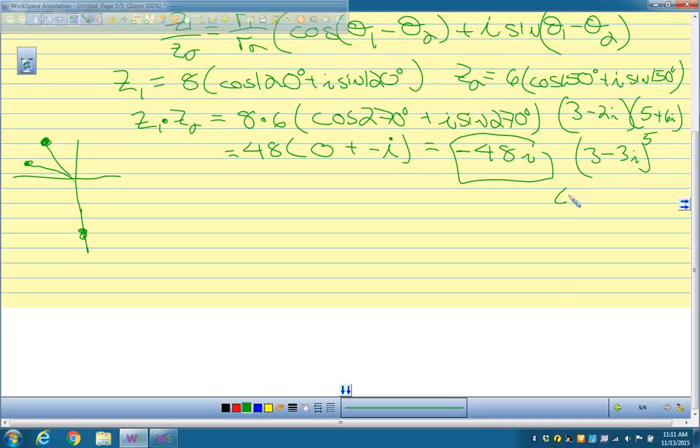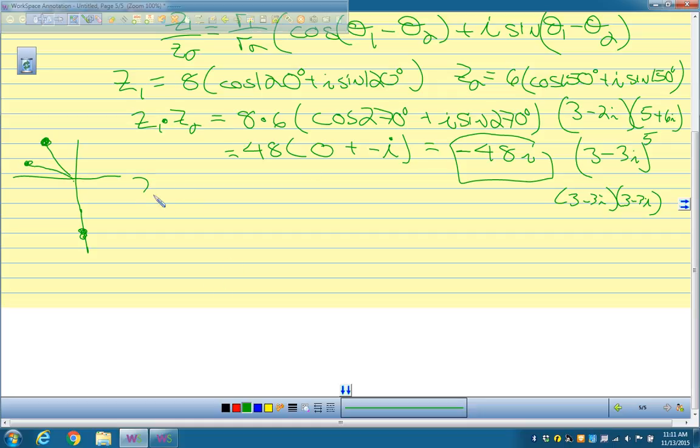You wouldn't want to multiply 3 minus 3i times 3 minus 3i times 3 minus 3i 5 times, because that would get really complicated, you know. But you can add up their angle 5 times and take the modulus times itself 5 times, and you would have a new complex number. We'll talk about that more tomorrow.